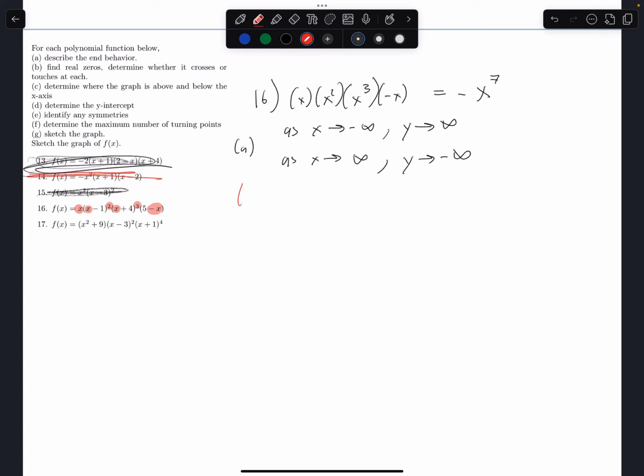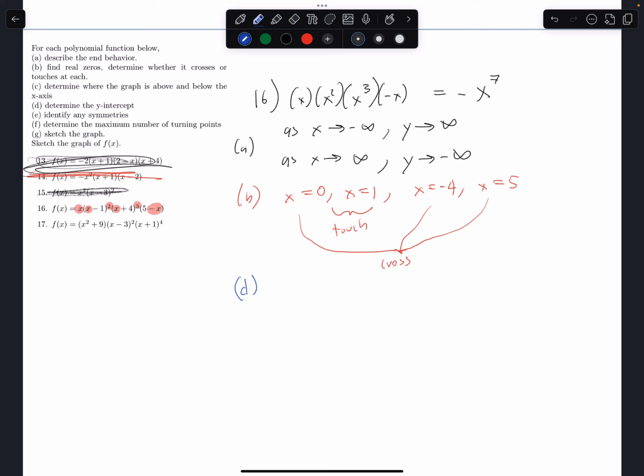Okay, part B. Real zeros, easy. 0, 1 with multiplicity 2, negative 4, and 5. Those are the things that will make it 0, yeah? Let's count the multiplicities. This one is even multiplicity, and so that means it's going to touch here. And the rest are odd, right? So these guys, this one and this one, are all going to cross. Okay. Now letter C, we said we're going to just show in the graph, so skip down here.